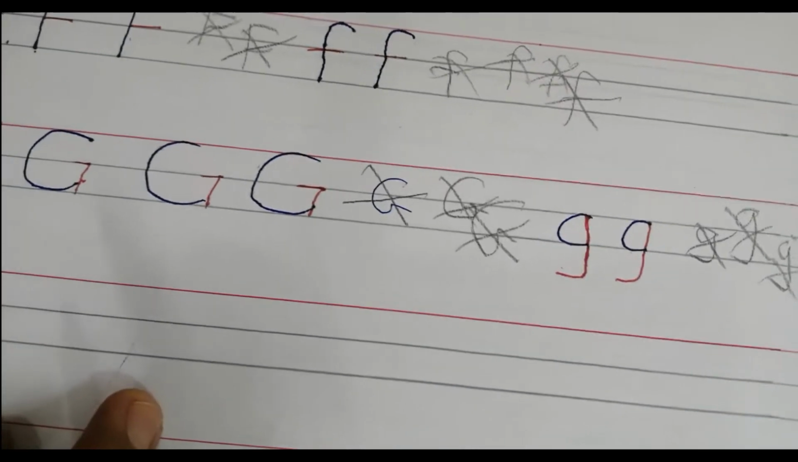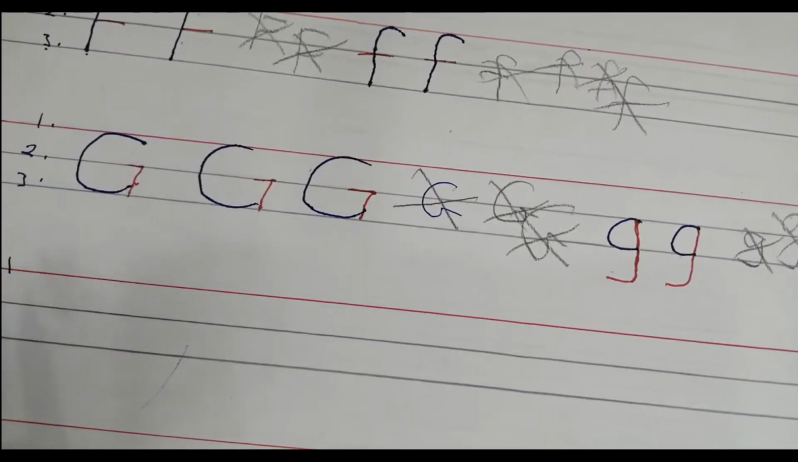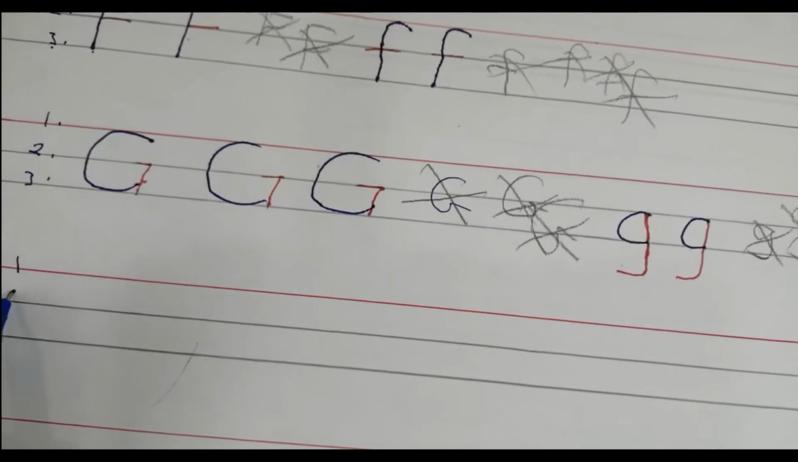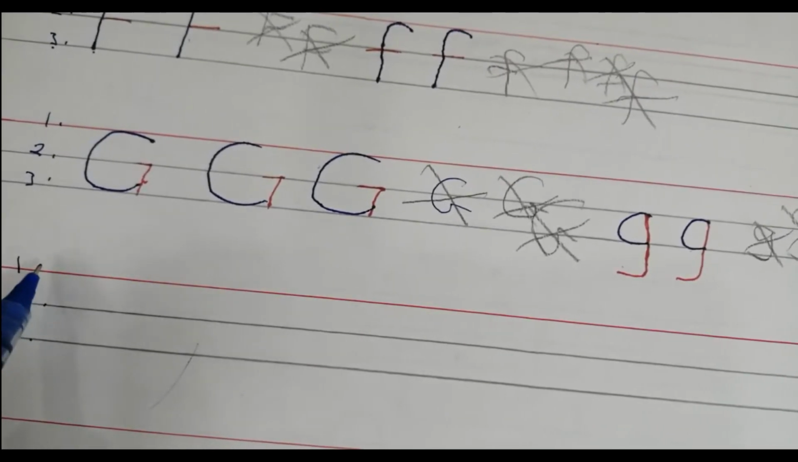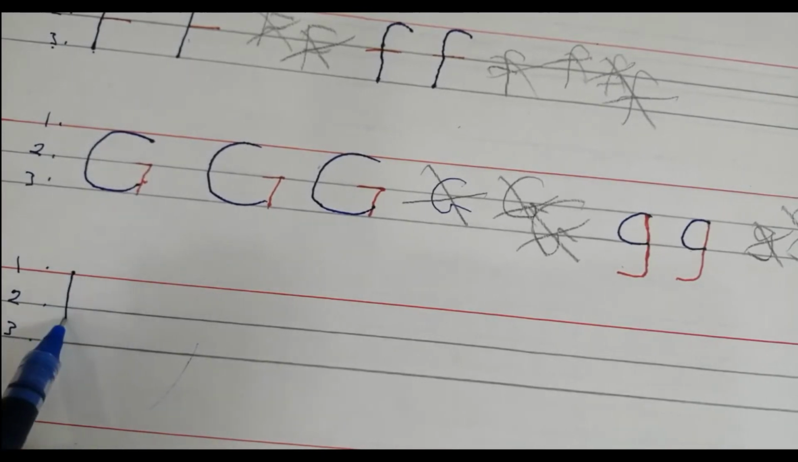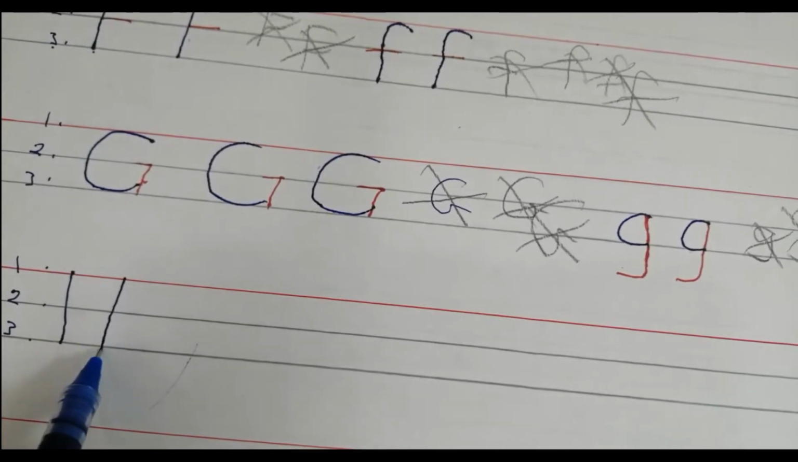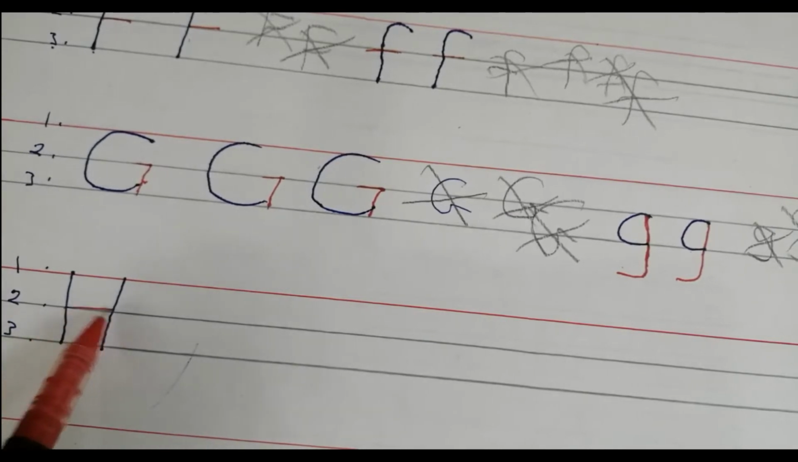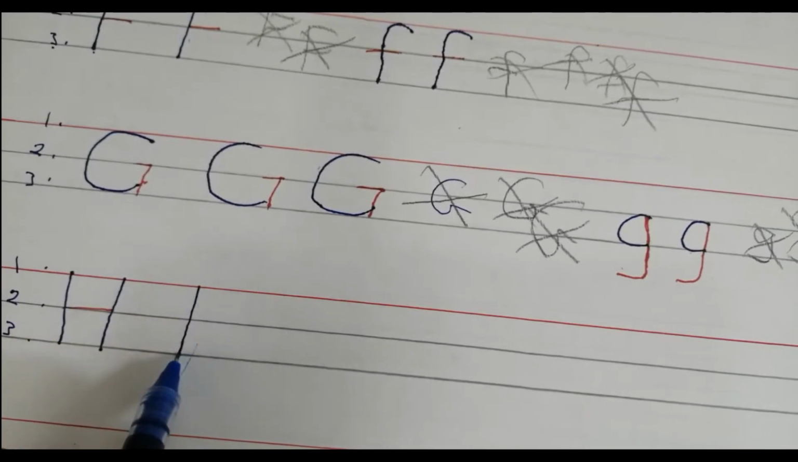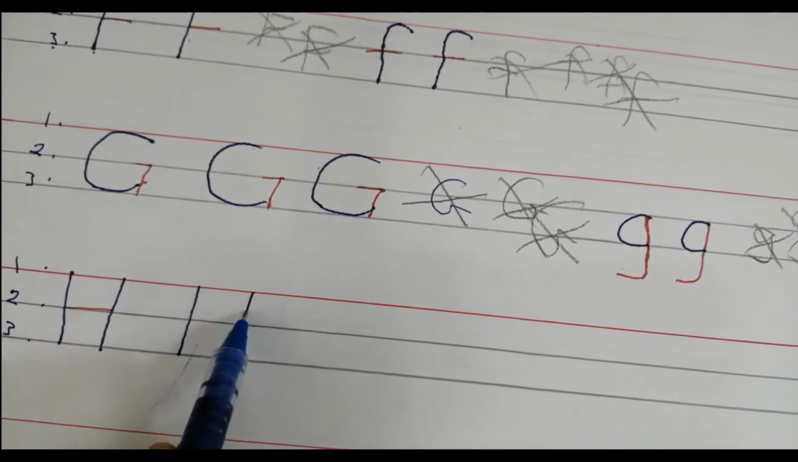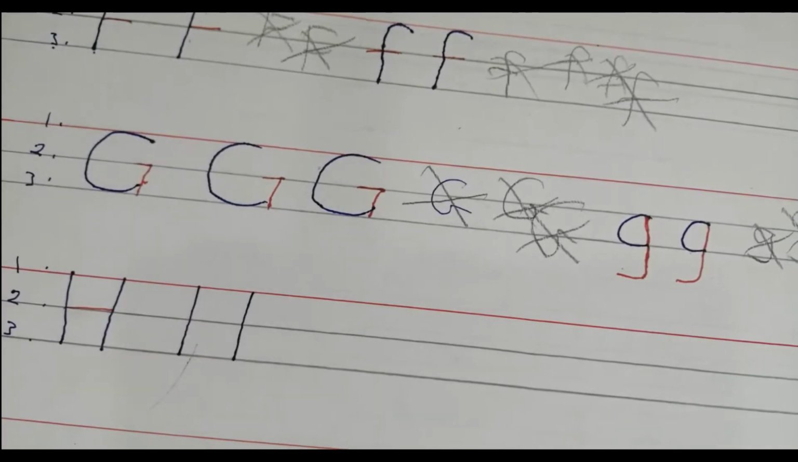H, how to write H? Line 1, line 2, line 3. Falling line from number 1 to line number 3, and the full line from number 1 to number 3, as you see here, and a sleeping line on line number 2. Again, falling line from number 1 to number 3, falling line from number 1 to number 3, and a sleeping line on line number 2.